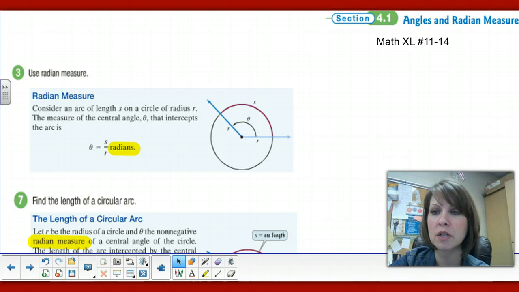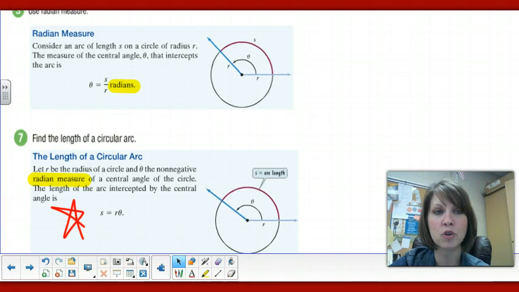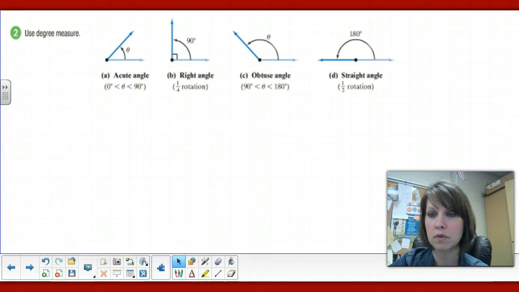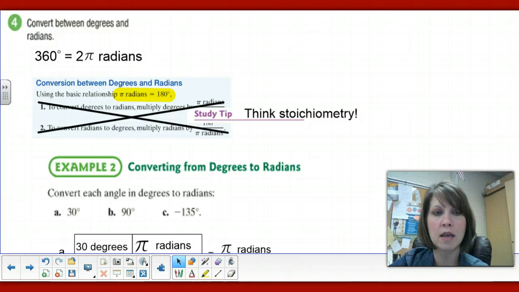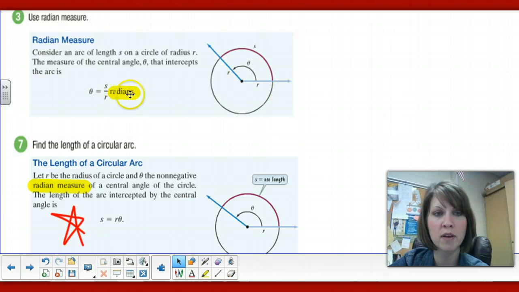Also I want to talk to you today about this arc length and central angle formula. Your book shows this in objective 3, use radian measure. They give you this formula, where you're calculating theta in radians, theta being the central angle. But then in objective 7, find the length of a circular arc, they give you the very same formula. They've just turned it around. I don't memorize 2 formulas, and I don't want you to memorize 2 formulas that are exactly the same.